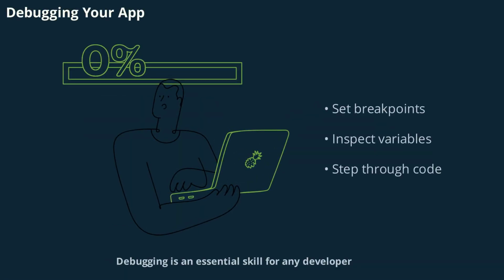Debugging is an essential skill for any developer. Use Android Studio's debugger to set breakpoints, inspect variables, and step through your code. This helps you find and fix issues efficiently, ensuring your app runs smoothly and reliably.